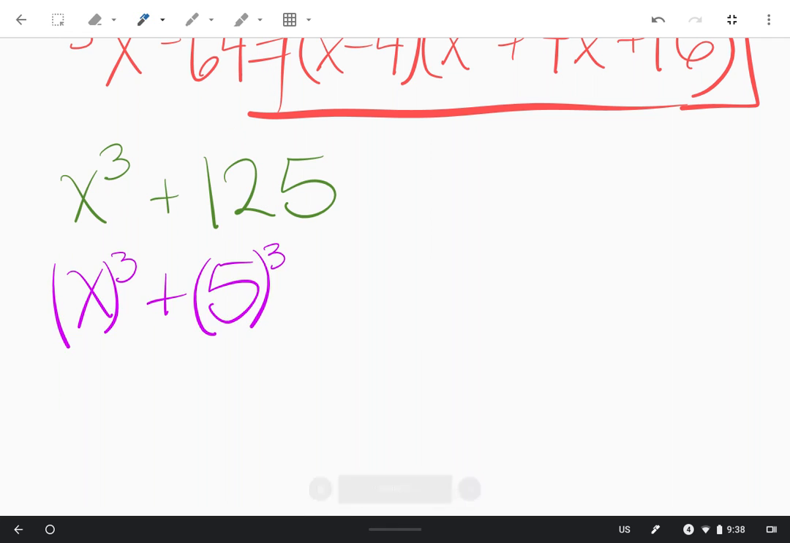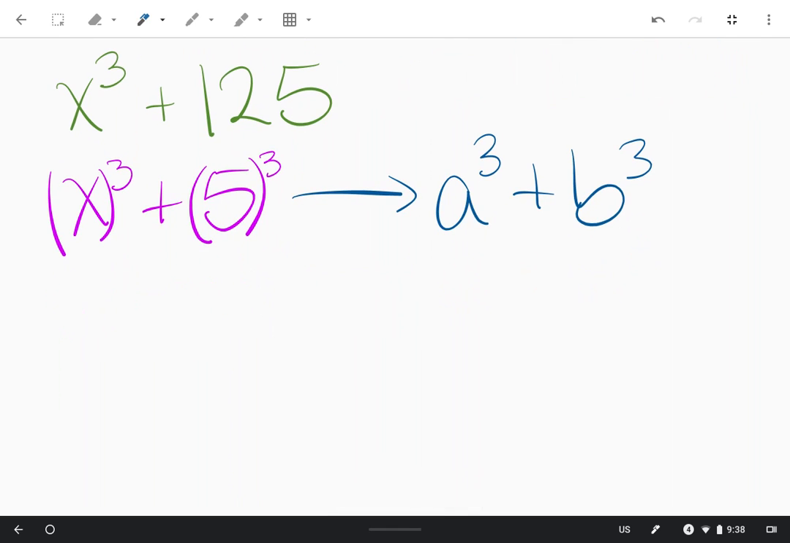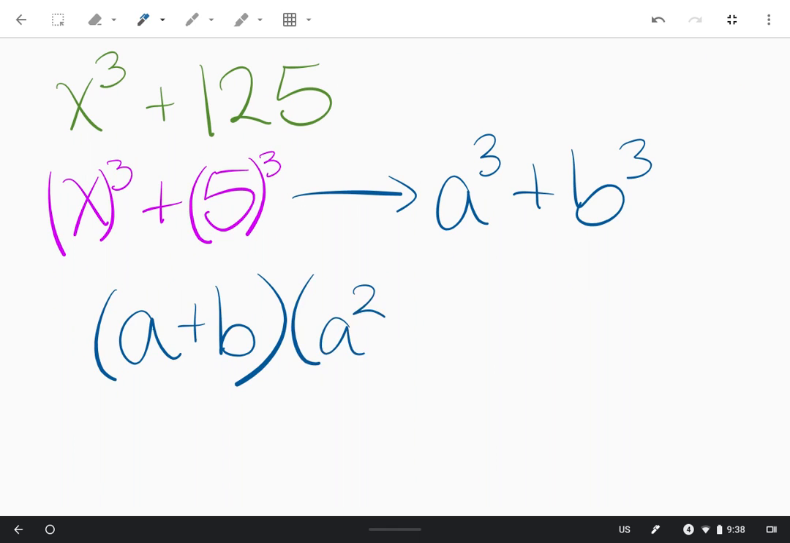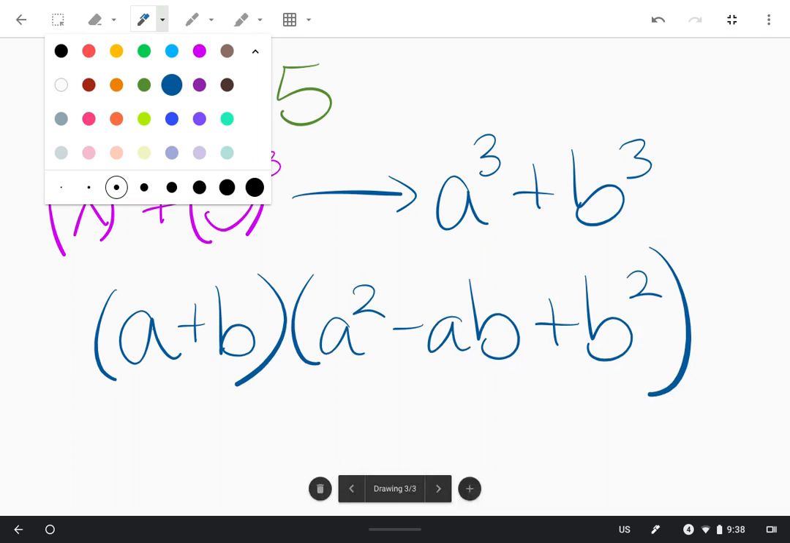So if we're going to follow the a to the third plus b to the third pattern, this is what we're going to be using. So looking at the pattern says this. The pattern says to do a plus b, parentheses, a squared minus ab plus b squared. Okay, very similar to the other one, but we have a different arrangement of signs.